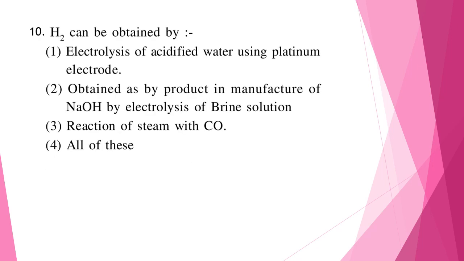Question 10. H2 can be obtained by. So by which methods hydrogen gas can be obtained? So by electrolysis of acidified water using platinum electrodes, yes, hydrogen is formed in this way. Obtained as byproduct in manufacturing of NaOH by electrolysis of brine solution, yes, in this also H2 is formed.